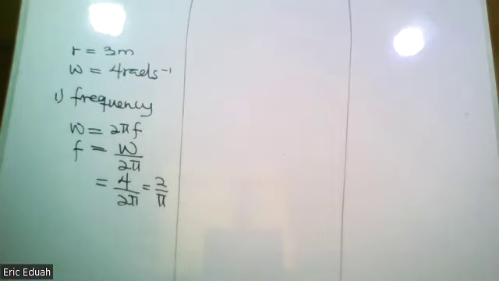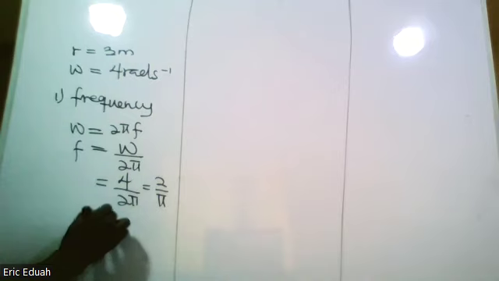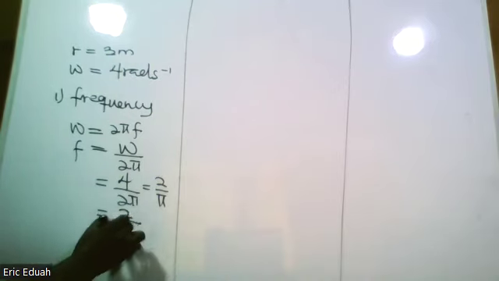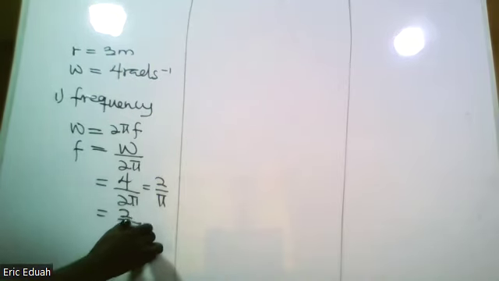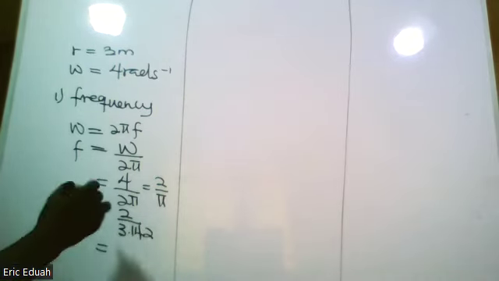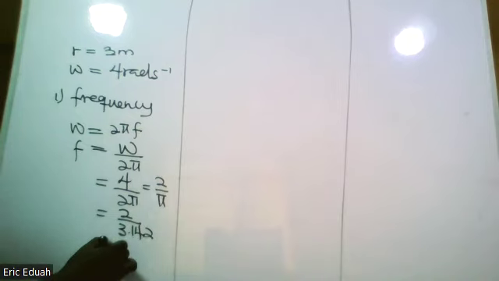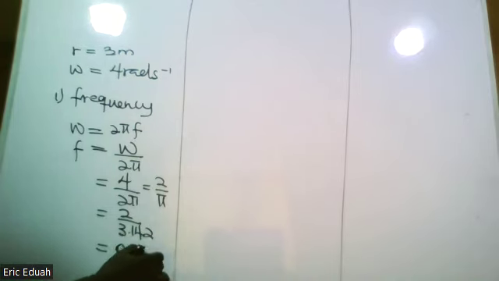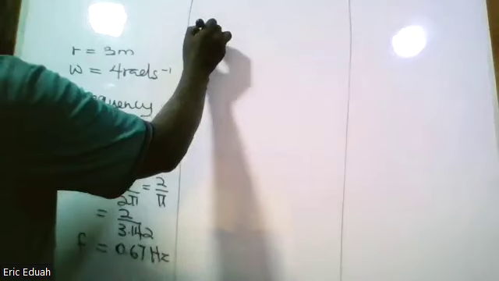So it is 2 over pi, or 2 divided by 3.142. And that will be 0.637 per second, or hertz.